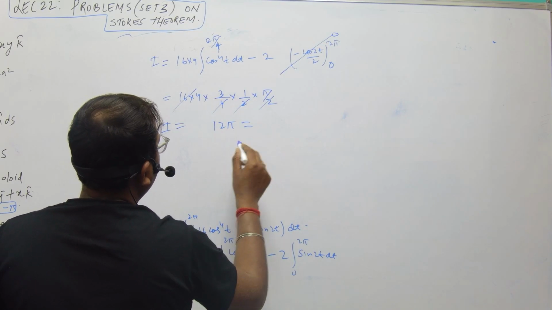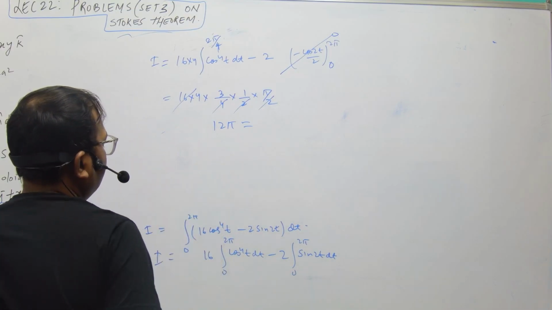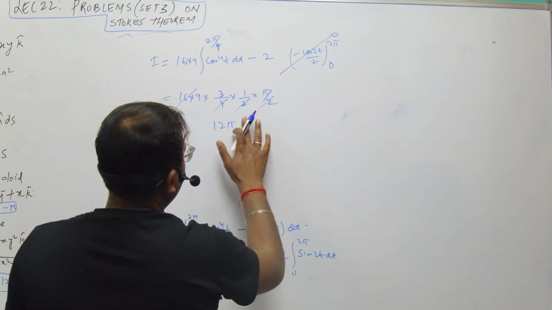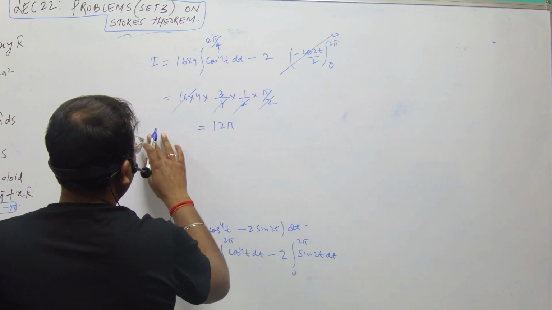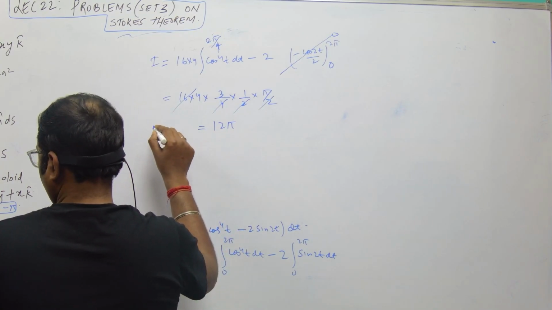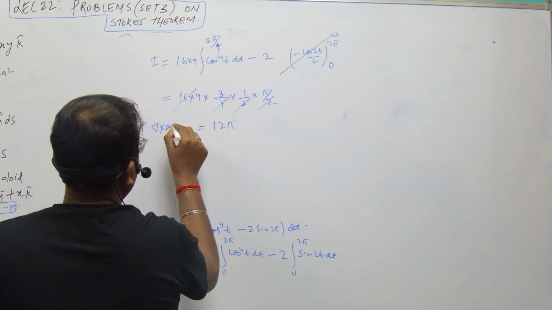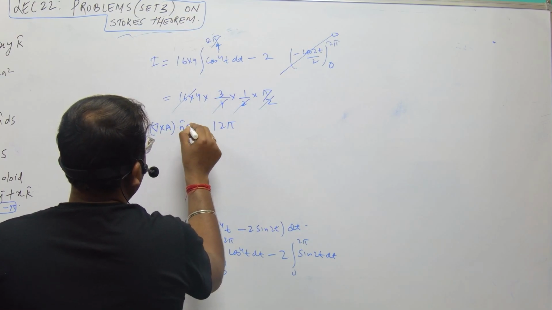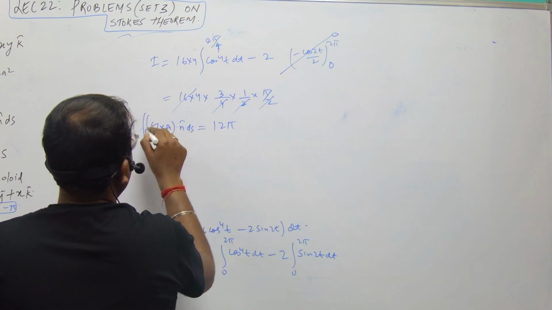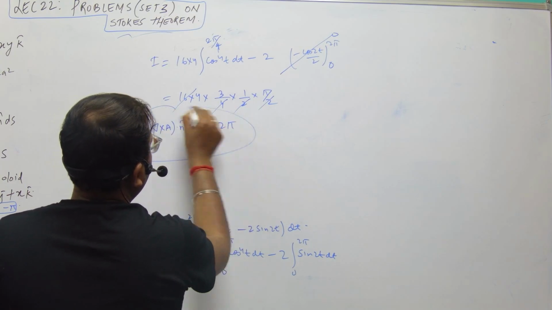The I we have taken as the line integral, and the line integral is equal to the surface integral. So this is equal to the curl of A, that is del cross A dot n cap into dS along the surface S. This is the value of this surface integral.